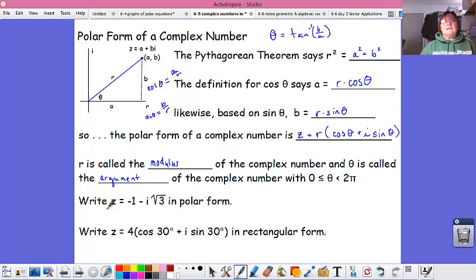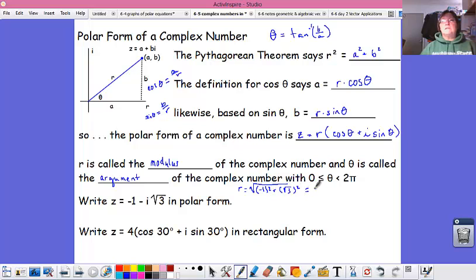Okay, our first task is to write this complex number in polar form. So we need to know what r is. And we know, based on what we've done so far, that r is the square root of a squared plus b squared.